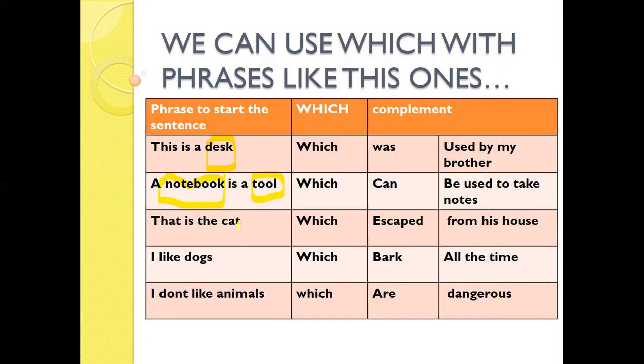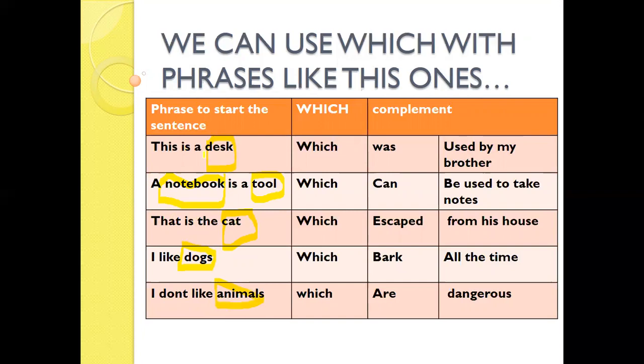Then we have that is the cat, and I don't like dogs, and I don't like animals. So you see, these two are to describe objects, these three are to describe animals. So you see that we can use which for animals and objects. For example, that is the cat. Instead of saying that is the cat, I can say that is the dog, that is the elephant, or I don't like dogs, or I don't like tables, or I don't like TVs, or I don't like these ones. And you explain which characteristics, or many of these ones.